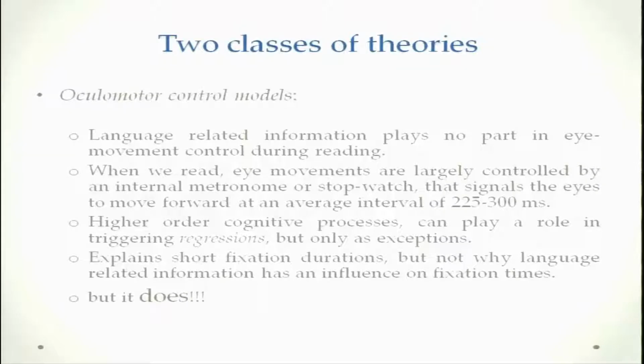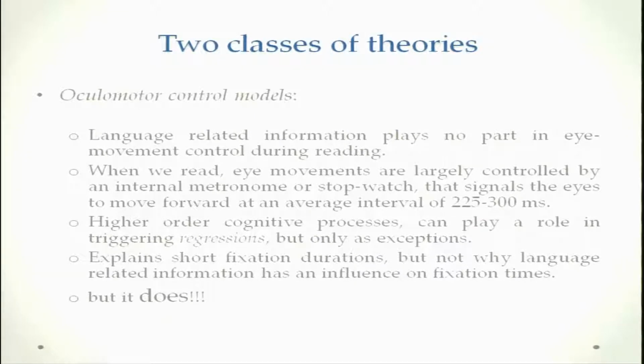So two classes of theories exist: oculomotor theories and cognitive control theories. Let's talk a little bit about oculomotor theories. Oculomotor theories basically assume that language processing is not really partaking in reading processes. Basically, these theories are more concerned with the movement of eyes and how eye movements are made, how they are planned, how they are initiated, and how they are terminated.